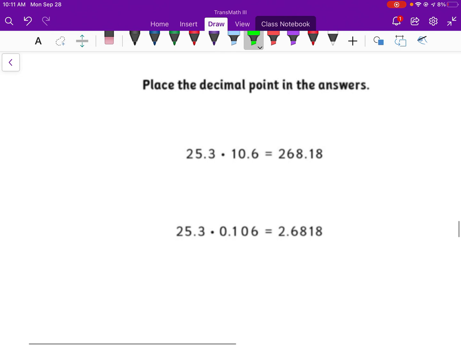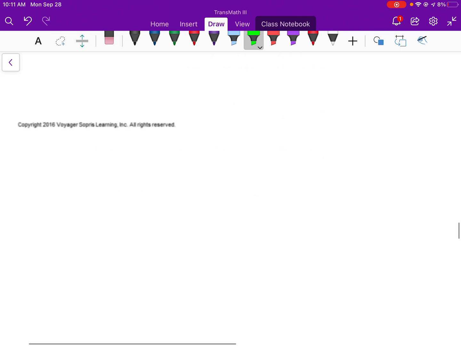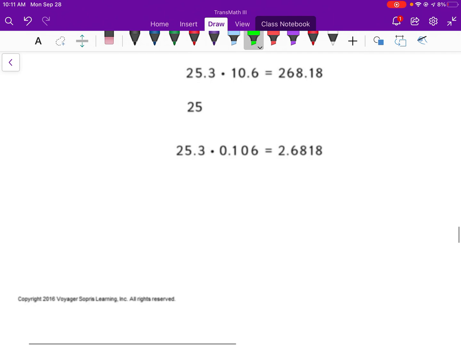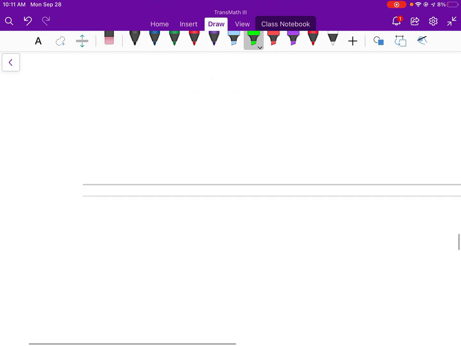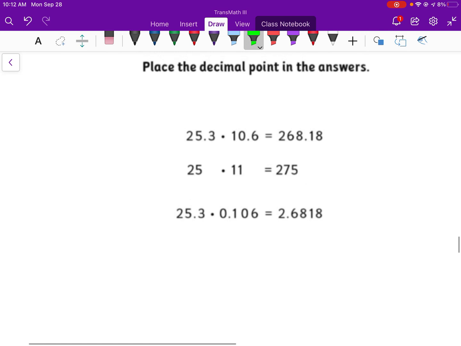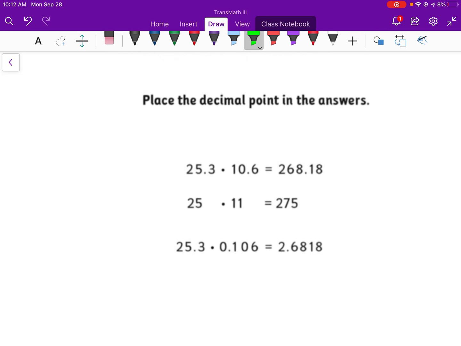So put the decimal place in the proper answer. Again, we got 2 decimal places. Let's just go to what we got here. Here they just rounded. 25.3 rounds to 25 to the nearest whole. 10.6 rounds to 11, which is 275. So when they did that answer of 268.18, that is pretty close compared to something like 26.818 or 2,681.8. So having the proper position of the decimal is huge.